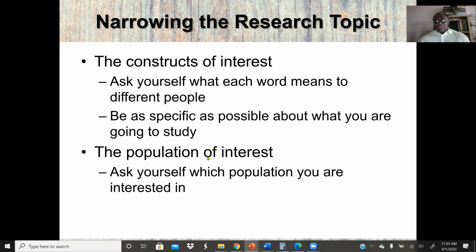For example, I mentioned studying the education system in the US. Now, I can narrow it down by saying high school students in the US, which means I'm not going to be more general about all types of students, or maybe first graders in the US. So the population of interest, we have to choose it, and that can help us narrow our research topic. Also, the construct of interest, that is the topic of interest. So you can ask yourself what each word means to different people, and we have to be as specific as possible about what we are trying to study.